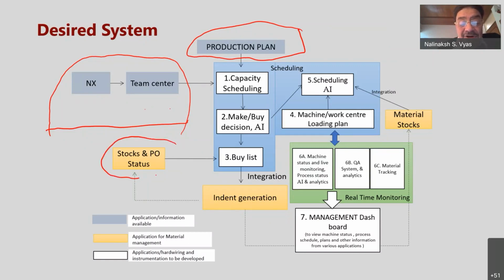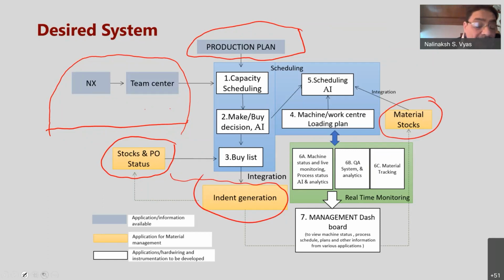Stocks and purchase order status. All these things are there, but in bits and pieces, whether in hard form, soft information, but it is all bits and pieces. It is not as if it is streamlined and centralized. Indent generation activity is there. Materials and stock, there is.